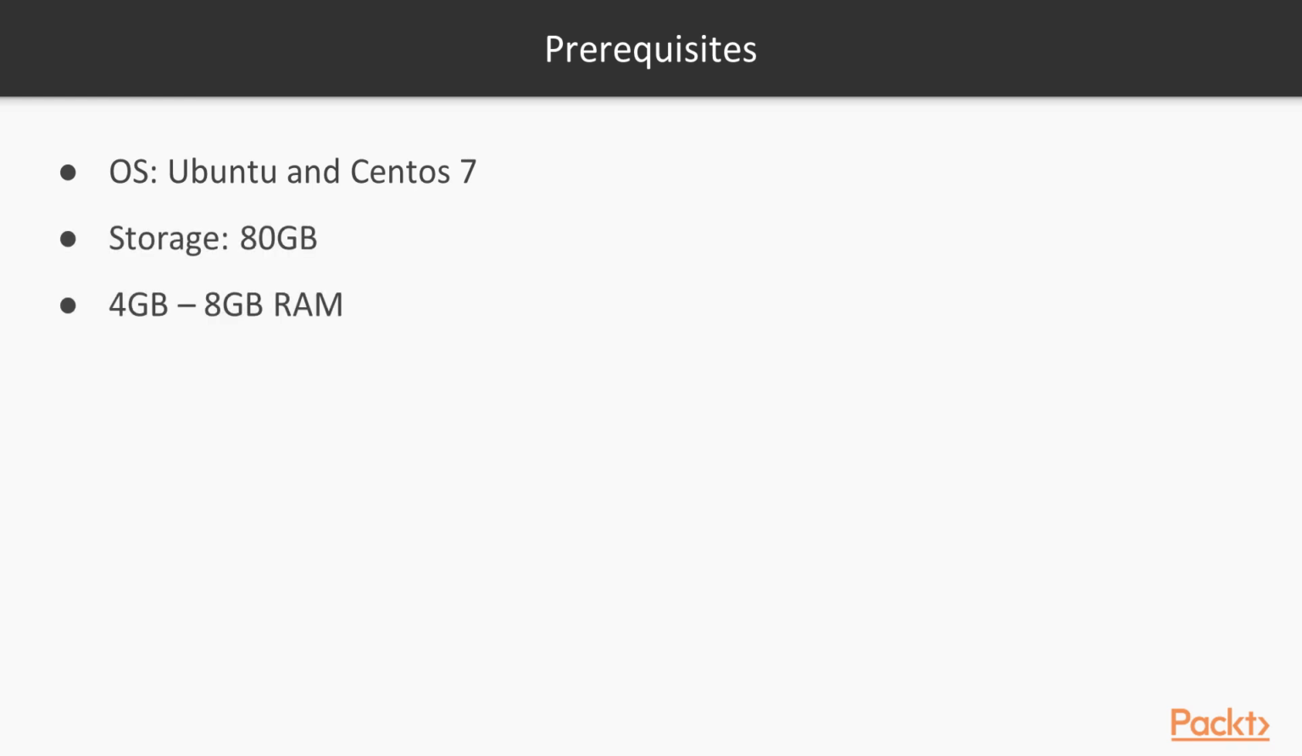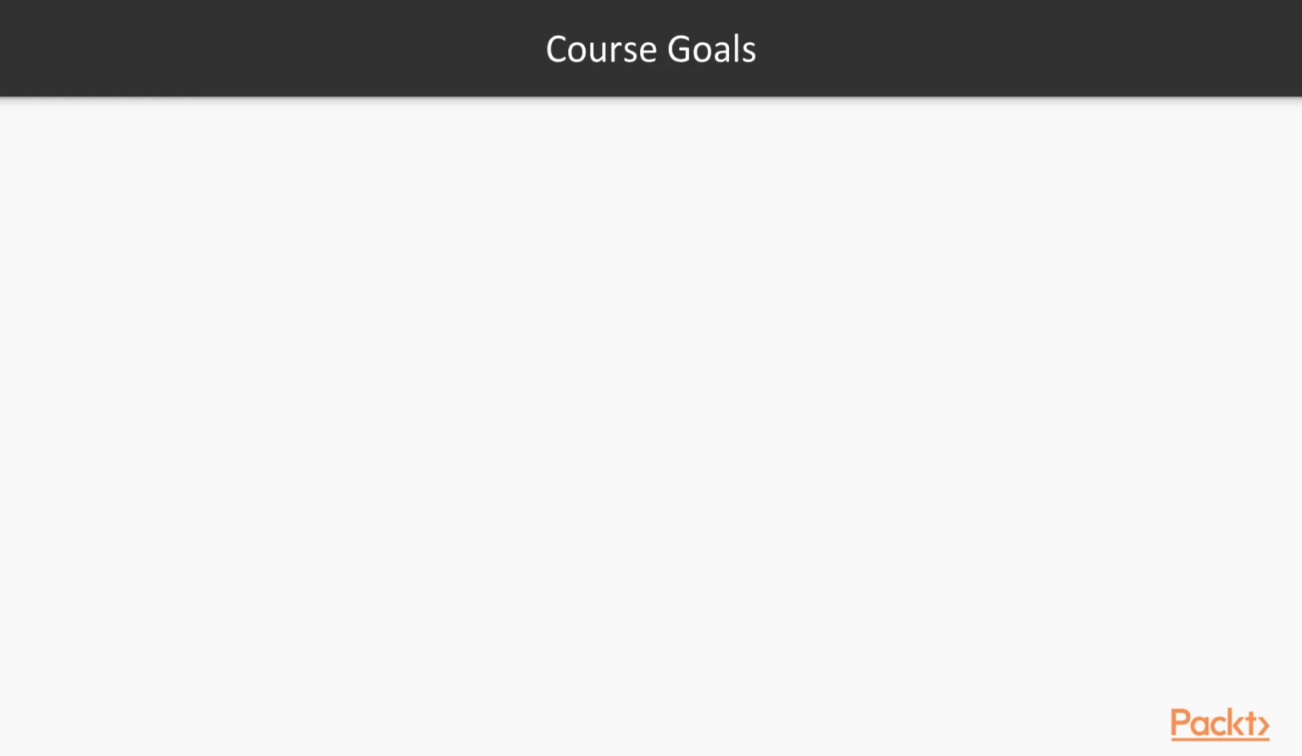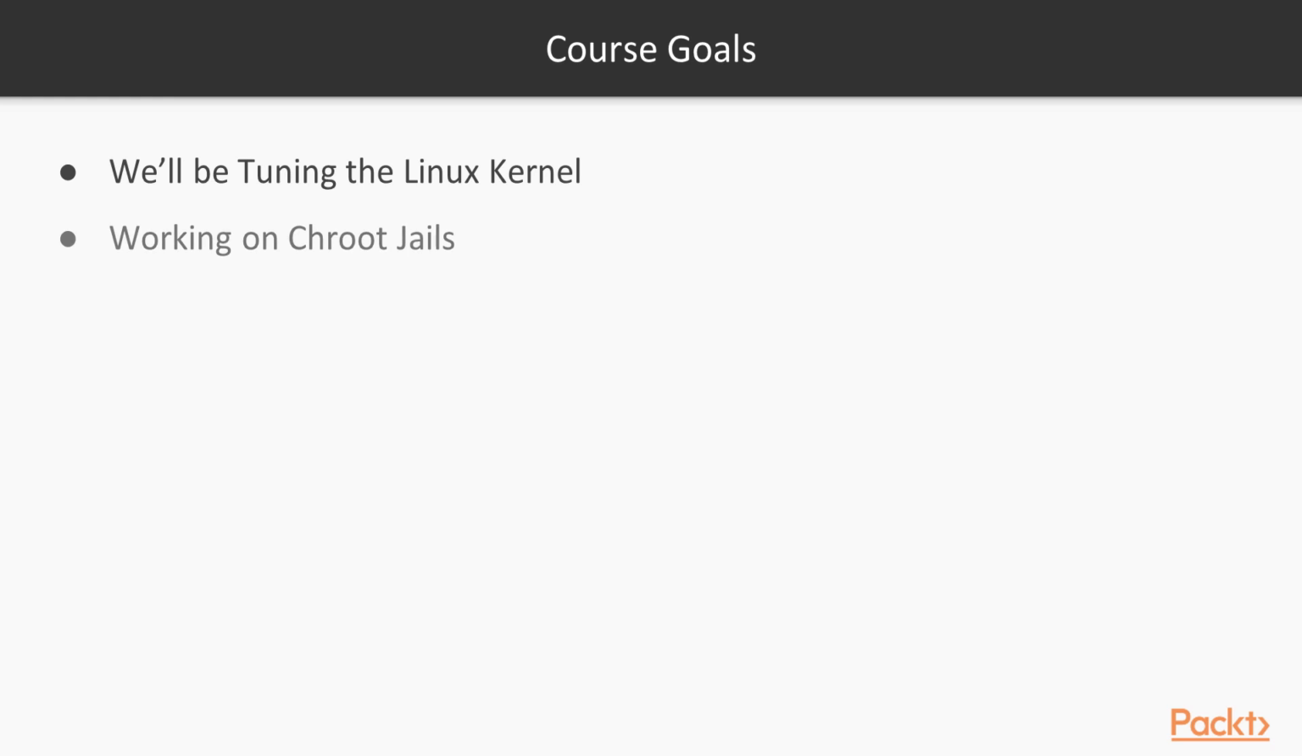The course prerequisites are OS, Ubuntu and CentOS 7, storage 80 GB, 4 GB of RAM to 8 GB of RAM. Here's the flow of the course. We'll be tuning the Linux kernel, working on chroot jails, and configuring user accounts in OpenLDAP. So, let's get started.